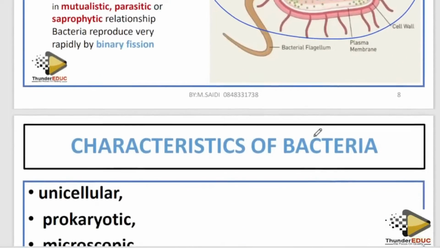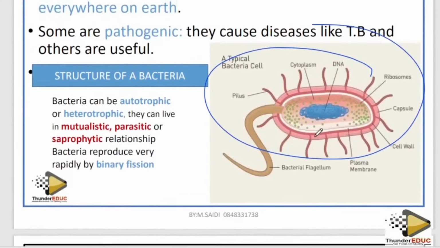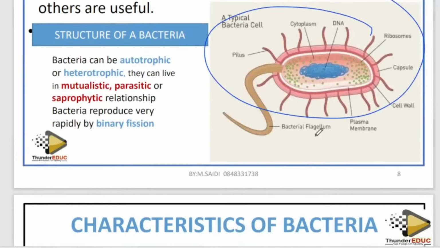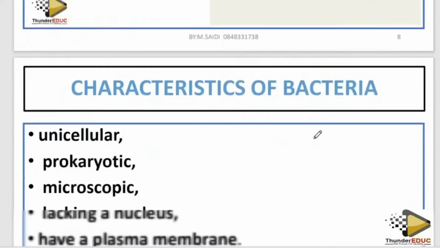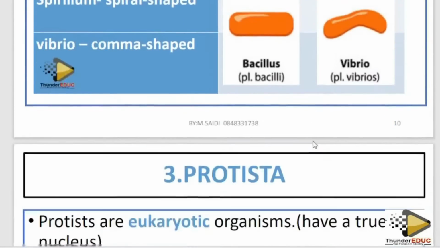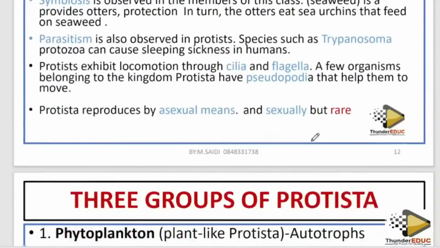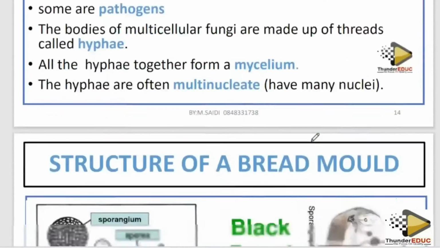So if we don't bring a virus, we bring the bacteriophage. If we don't bring a bacteriophage, we bring the structure of the virus, the structure of the bacteria. If you don't bring that, we're going to bring, let me show you, a fungi.